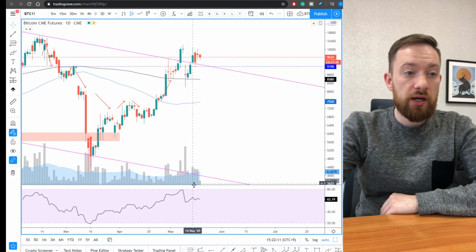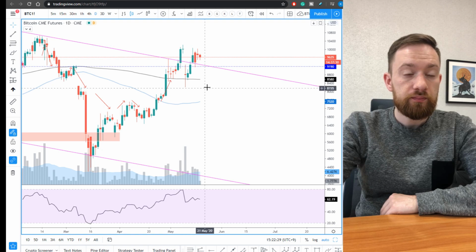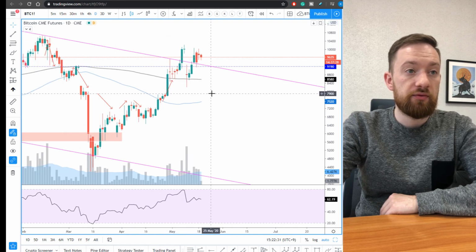And at the same time, we can see that the RSI is more or less flat during the previous week, while the price was increasing. So this also shows us some divergence on the daily time frame, while we're coming towards the local high of 10,100 based on the daily time frame.